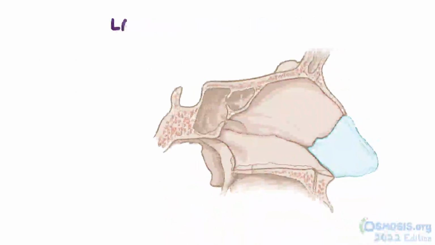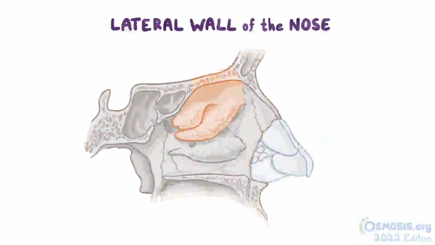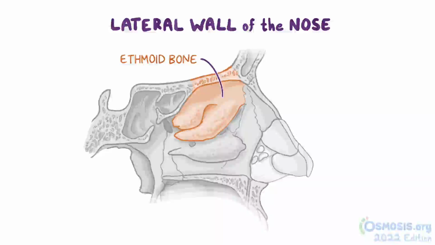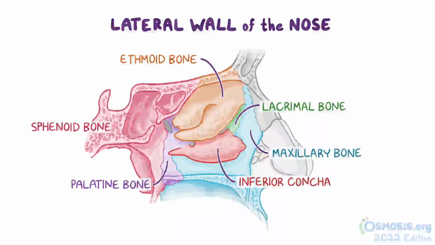On the other hand, the lateral wall is quite irregular and consists of 6 bones. The ethmoid bone forms the majority of the upper part of the lateral wall. Below it are the bones that make up most of the flat surface of the lateral wall. From anterior to posterior, these are the frontal process of the maxilla, the lacrimal bone, the inferior concha, the perpendicular plate of the palatine bone, and the medial pterygoid plate of the sphenoid bone.